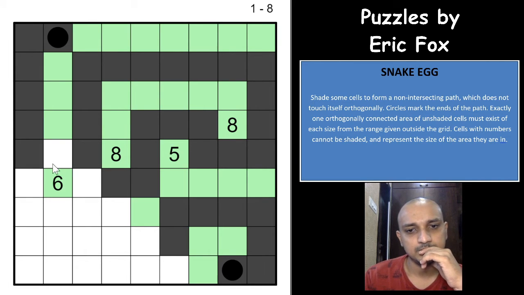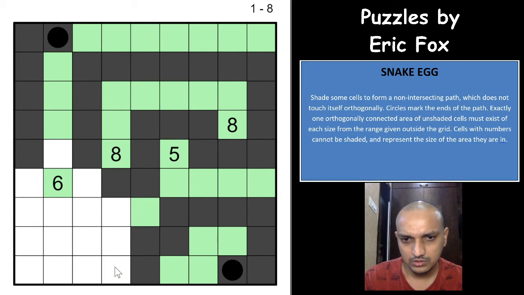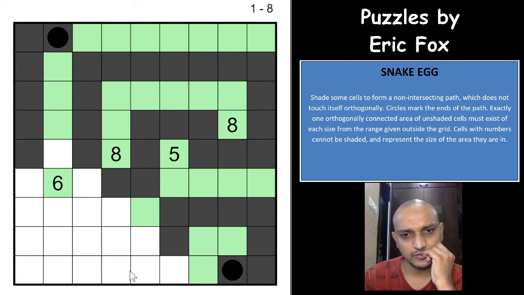Let's see. So if this is, okay, so what are we missing here? Something really easy, I'm sure. 4 is possible, right? Yeah, 4 is still possible. So let's see. Is 3 possible?